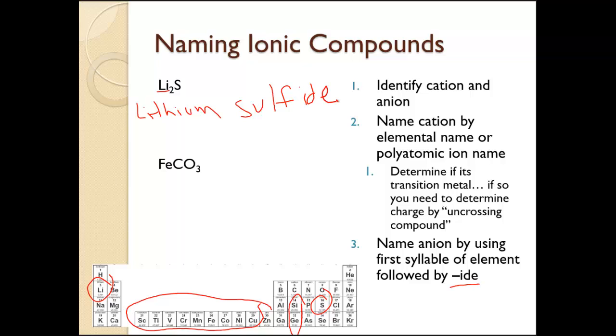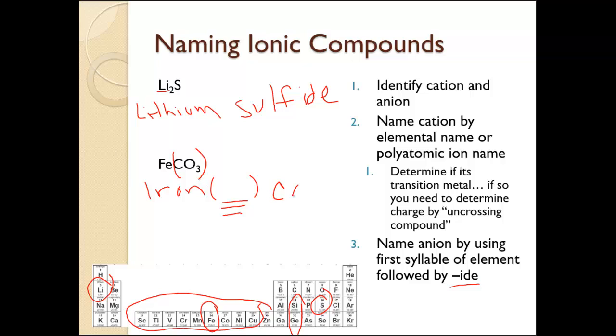Let's do another example. Fe is iron. That is a transition metal, which means that I need to figure out the charge. We'll come back and do that in a minute. So I'm going to put a parenthesis here so I can figure out the charge and put it there later. CO3 is a polyatomic ion. That's carbonate.